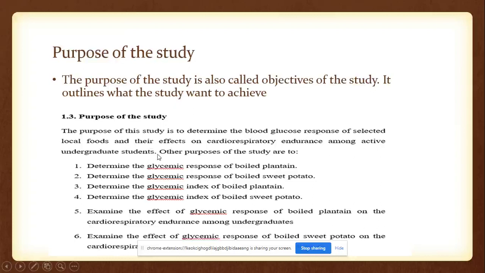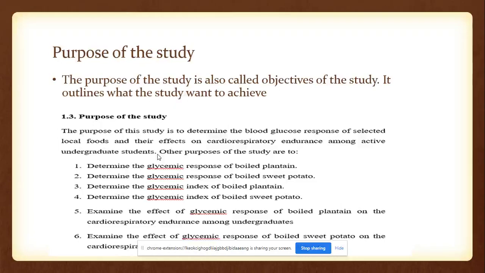That is the main purpose. Then he now said other purposes are to determine the glycemic response of boiled plantain, to determine the glycemic response of boiled sweet potato, determine the glycemic index of boiled plantain, determine the glycemic index of boiled potato, examine the effect of glycemic response of boiled plantain on the cardiovascular endurance of undergraduate students. So he listed, after saying the general objective, he now listed the specific objectives.